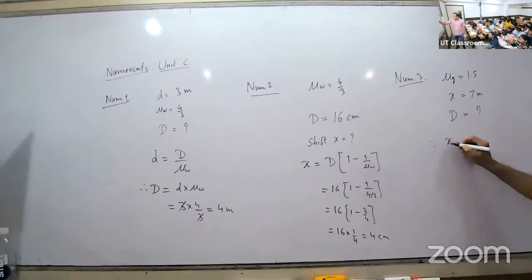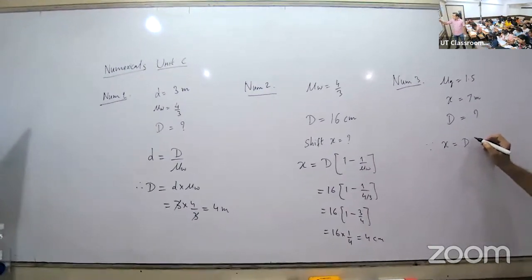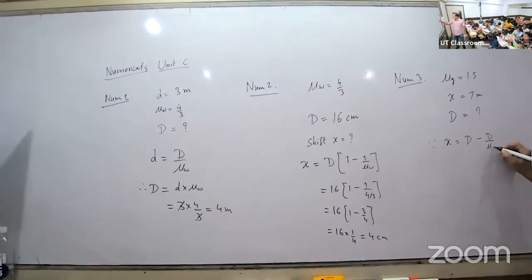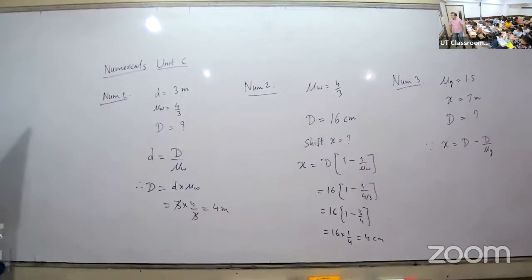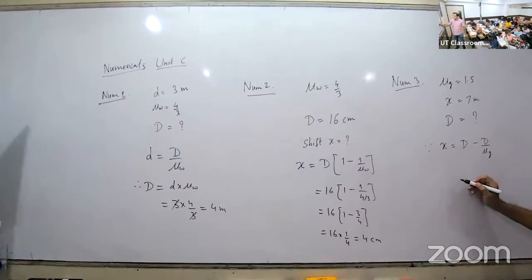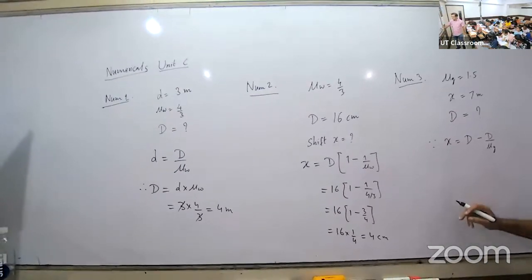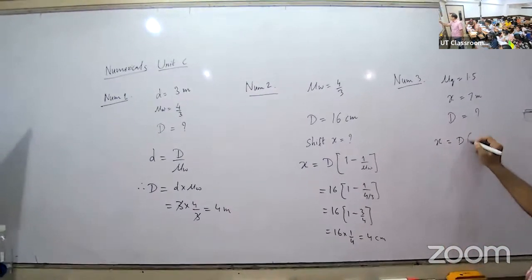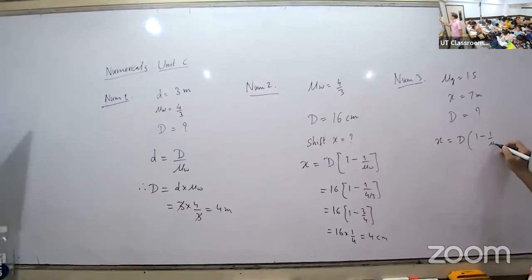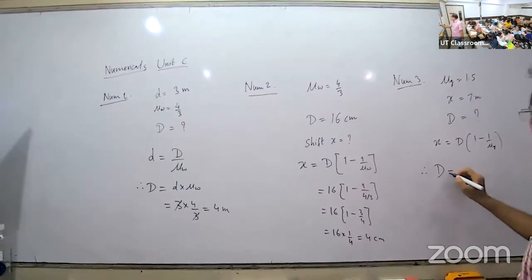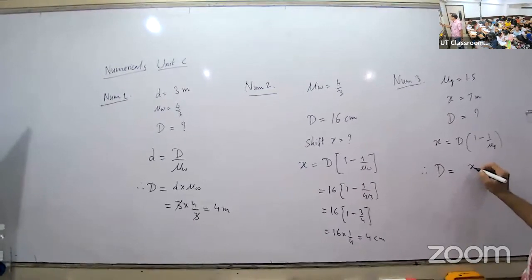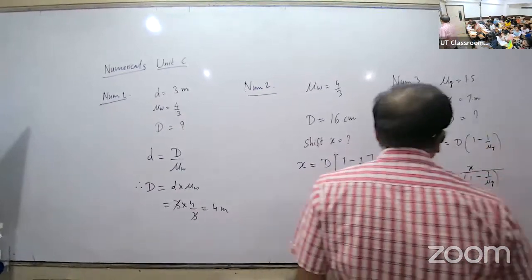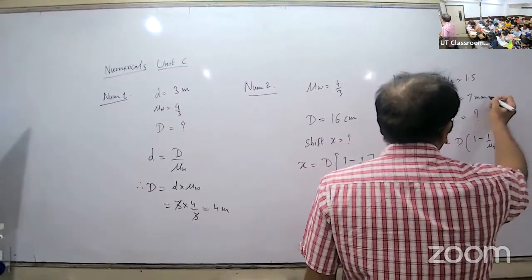So since x is equal to T minus T by mu glass this time. So what it is? You have to find T, right? अरे ये क्या हो गया? So x is equal to d into 1 minus 1 by mu. So d is equal to x divided by 1 minus 1 by mu. This is what it is. It is 7 millimeter, right? Yes, sir.